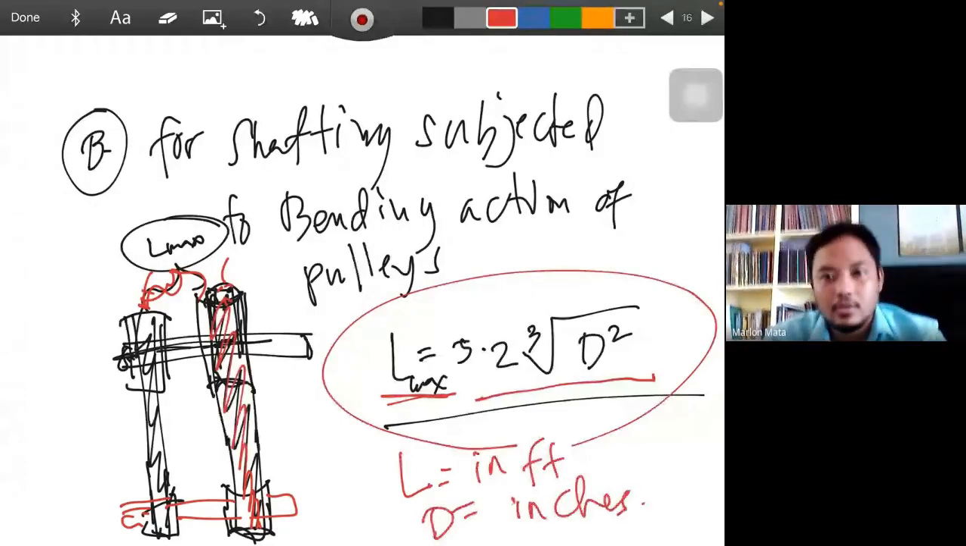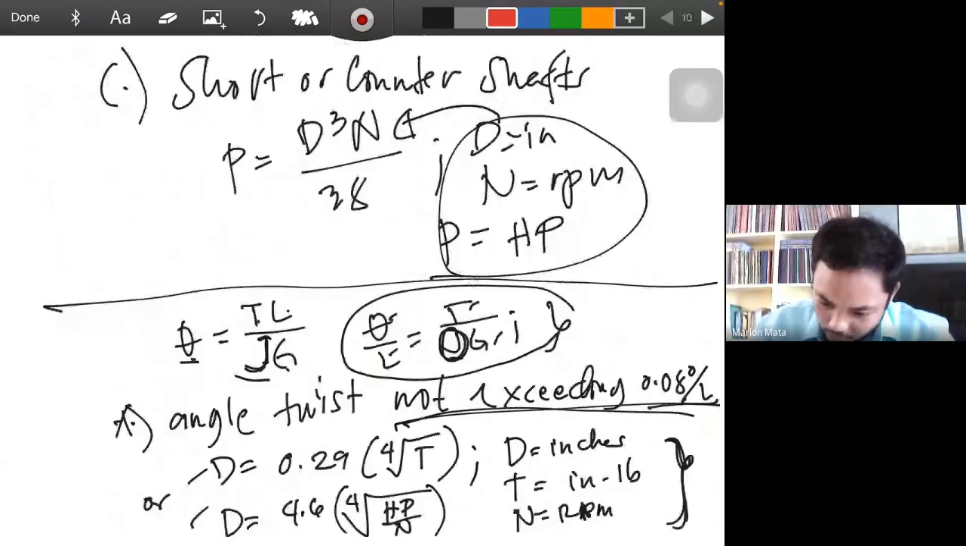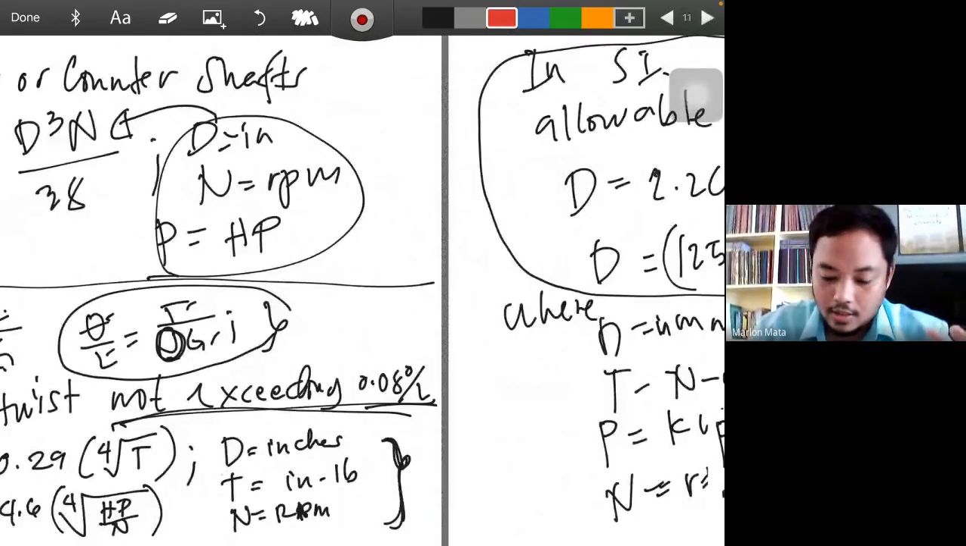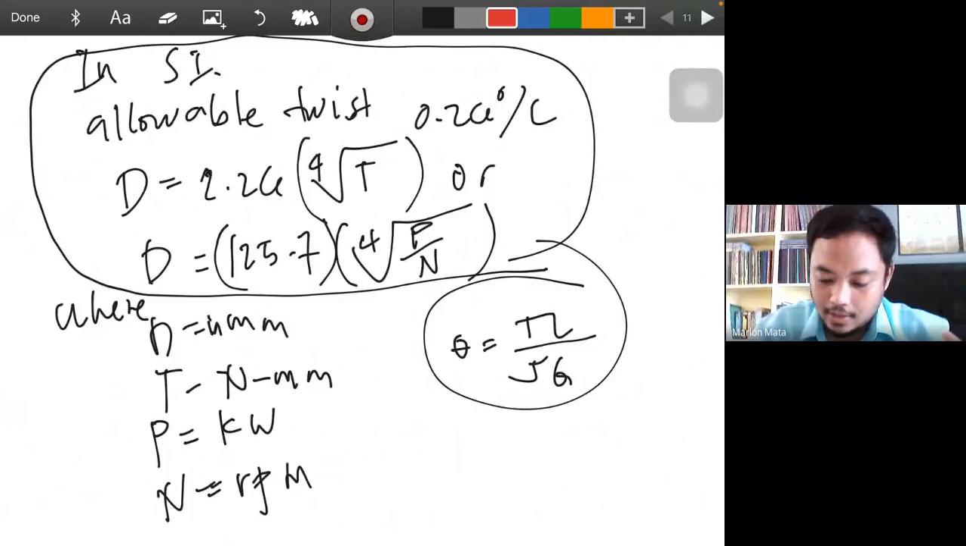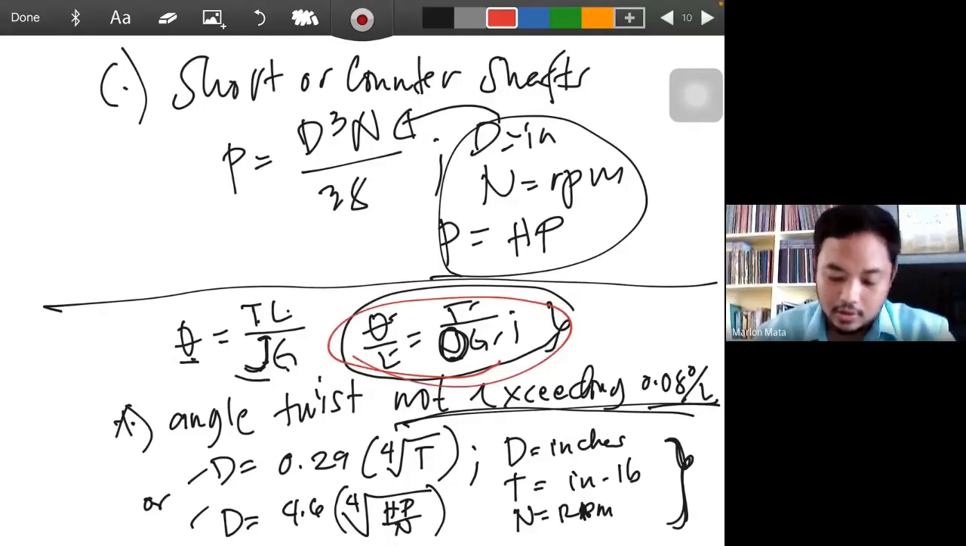So that is all about design of shafts, including the power transmission, the stresses subjected to a shaft, torsion, shearing stress, then the different empirical formulas used for shafts, like for the power transmission of main shafts, line shafts, and short and counter shafts, then for deflection, how to shortcut finding the diameter if there is an allowable twist. Instead of undergoing this long tedious equation, you just need these formulas.